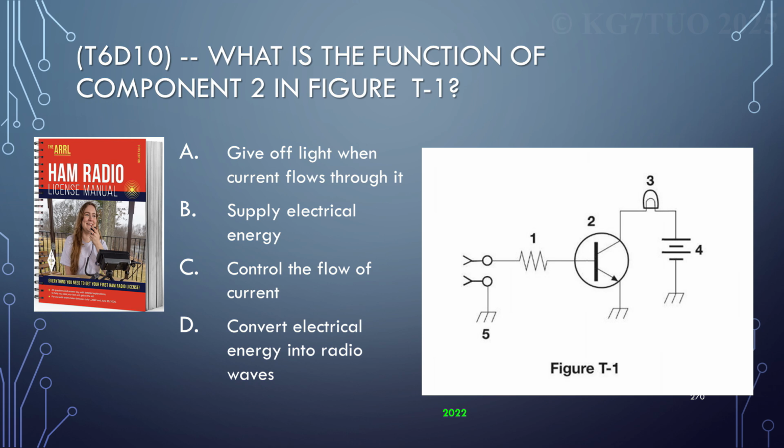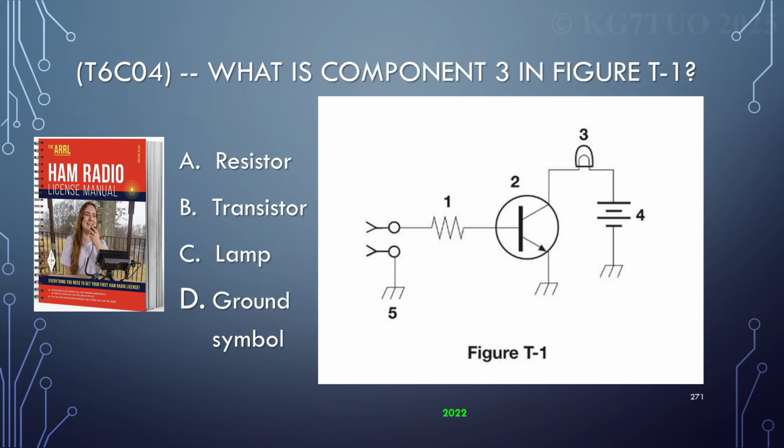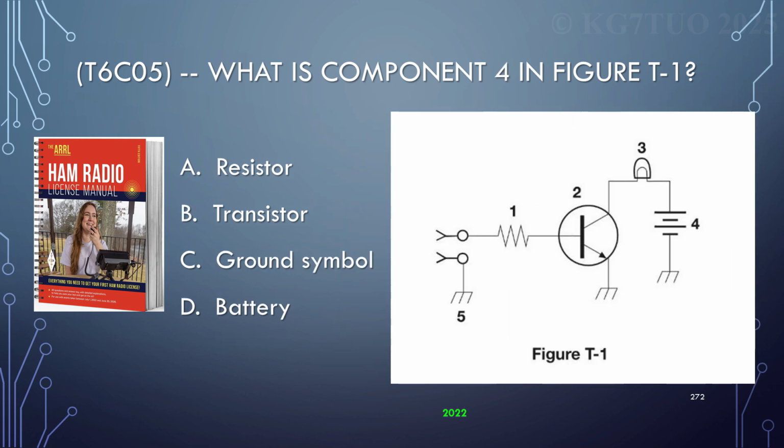What is the function of component 2 in figure T1? Charlie, controls the flow of current. What is component 3? That's a light. That's the lamp. Charlie. What is component 4? Delta, battery.